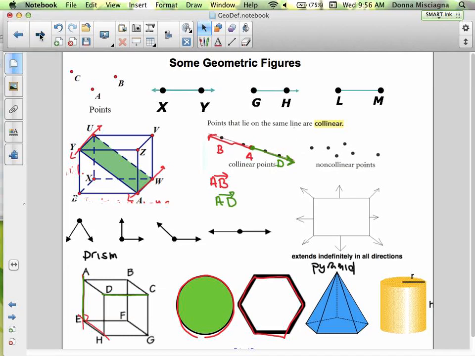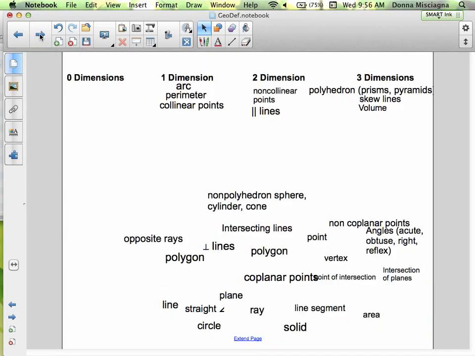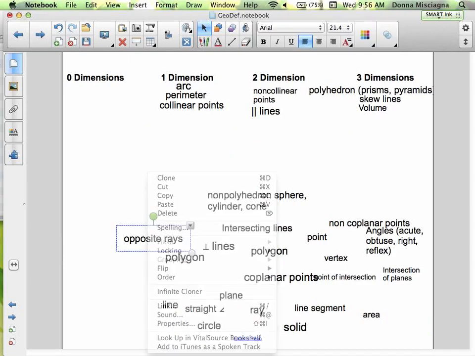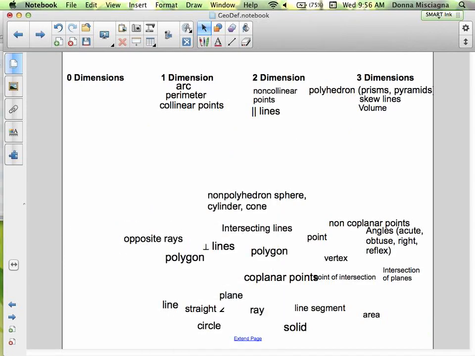So now you think, how many dimensions is the opposite rays? See if you get there before I do. I guess if I stay on the thing too long, that pops up. Back to 1 dimension. So those are 1 dimension.